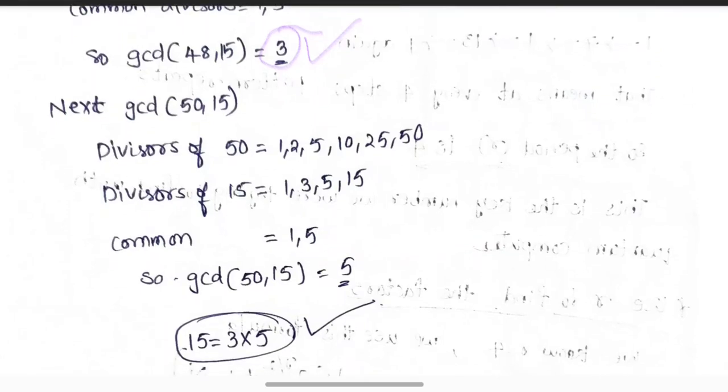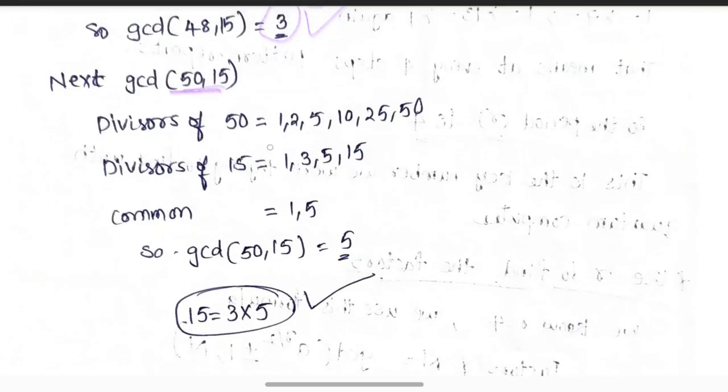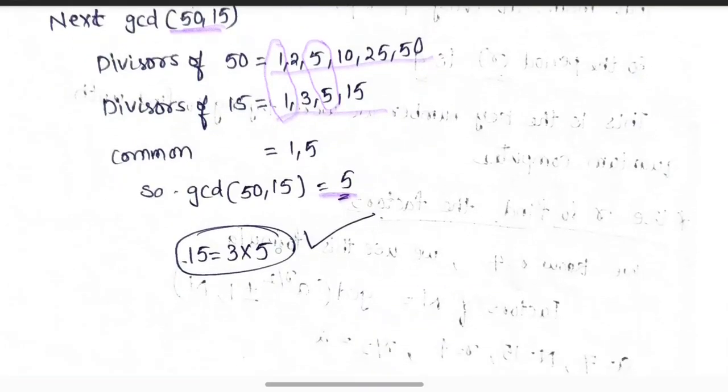Now you go for GCD of 50 comma 15. If you take 50, these are the divisors, and for 15 these are the divisors. Again if you look here, 1 is common and other than 1, 5 is common, so we choose 5. So the ultimate result is this, right?